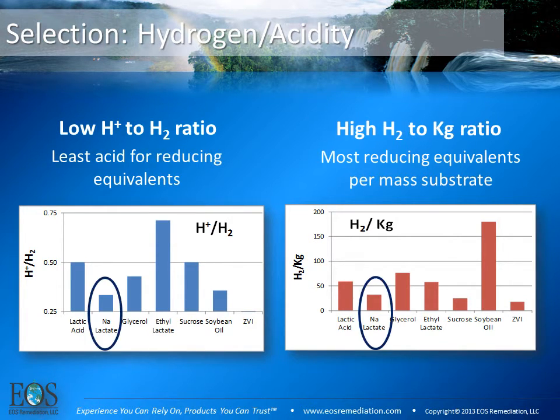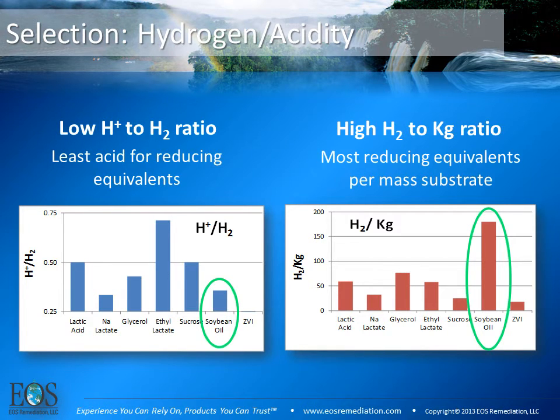And what I want to put your attention to first is something like sodium lactate. Sodium lactate's a great substrate. It's an excellent electron donor. You get relatively low acidity per molecular hydrogen generated, and you get a modest amount of hydrogen per kilogram. Although, when you compare it to soybean oil, again, you're getting that nice control of acidity per hydrogen, but you're getting a lot more molecular hydrogen per kilogram, an order of magnitude greater in hydrogen.